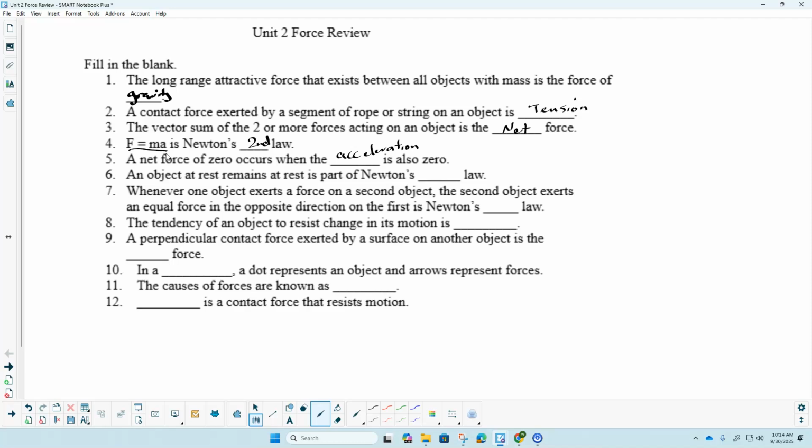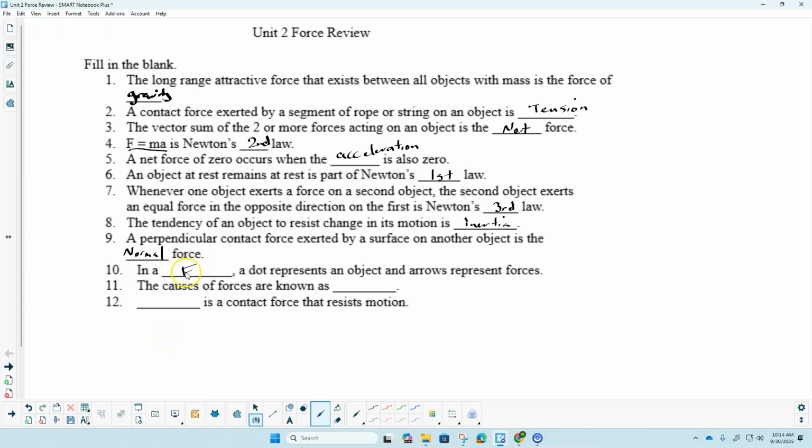An object at rest remains at rest is a section of Newton's first law of inertia. Whenever one object exerts a force on a second object, the second object exerts an equal force in the opposite direction on the first. That's the third law of motion. Tendency of a body to resist any change in its motion, that's inertia. Perpendicular force, or force that's 90 degrees to a surface, that's the normal force.